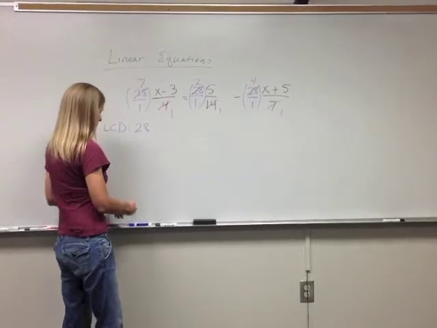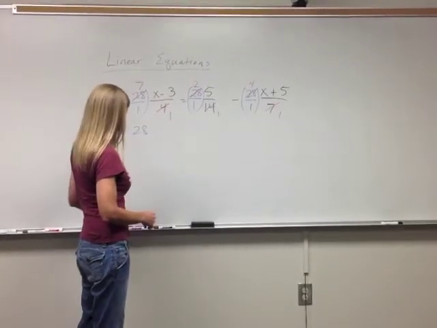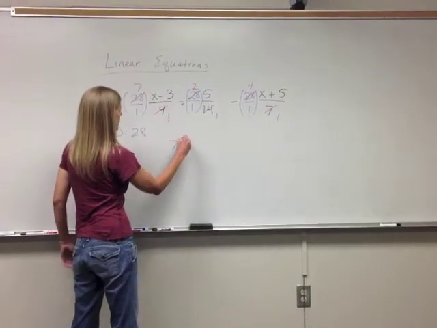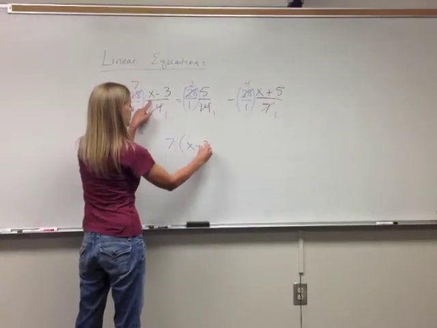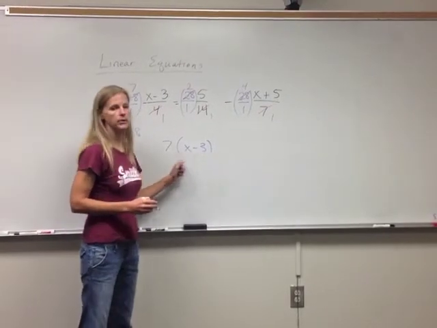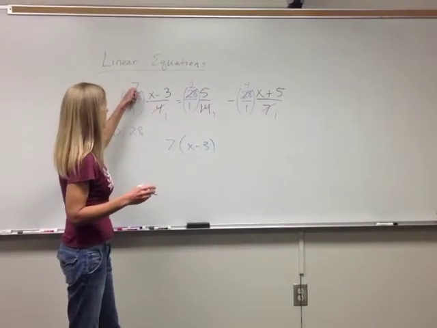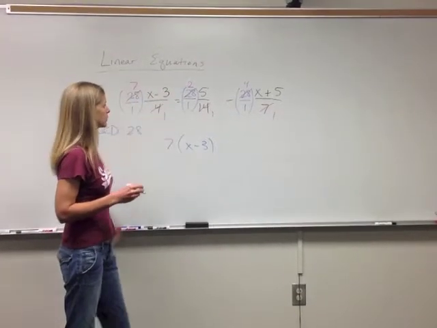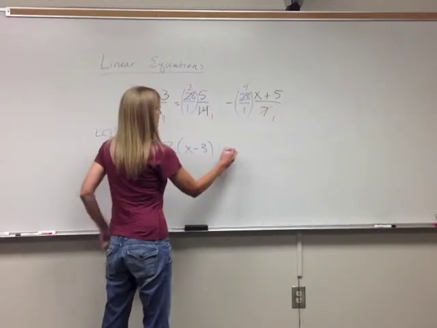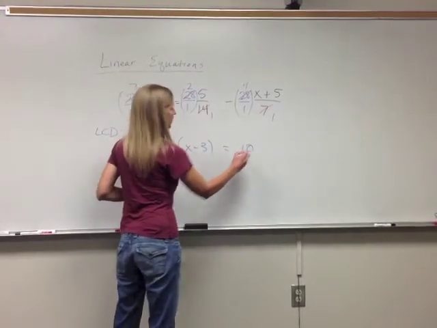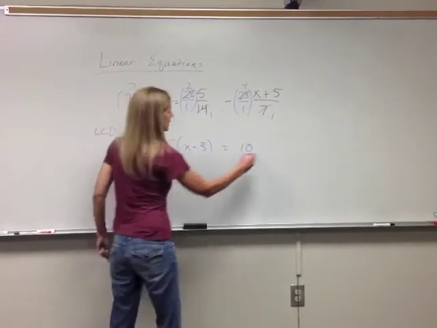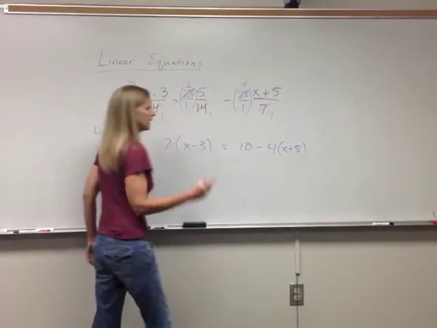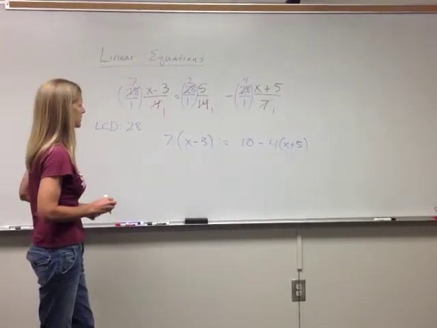Now, given what's left over, I can write my simplified equation down here as 7 times x minus 3. Again, keep in mind, I am using parentheses. Why? Because this 7 is multiplying with the x and this minus 3, so I'm going to have to remember to distribute it. Equals 2 times 5, which I'll go ahead and write as 10, minus 4 times x plus 5. And again, I'm putting that x plus 5 in parentheses.